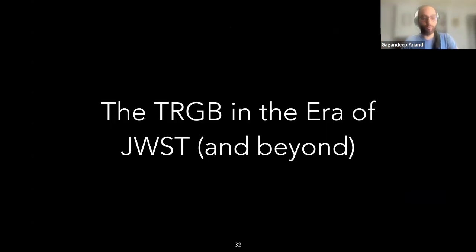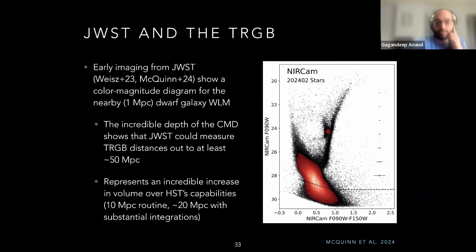And so what are we seeing now with JWST, which has been up and flying for a few years? And I'll talk a little bit about what comes after. And so early imaging from JWST, here is an example color magnitude diagram. I think maybe the first one, actually. This is for a nearby galaxy very close by, 1 megaparsec. It's a dwarf galaxy, WLM, and it is incredibly deep. This thing is going down to 31st magnitude in the I band almost.